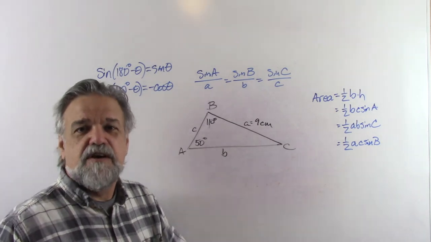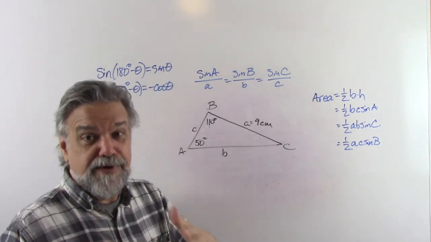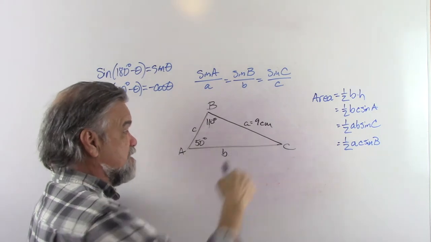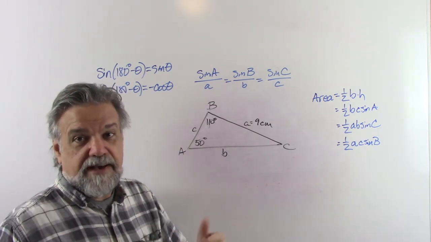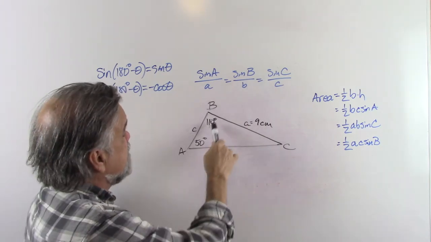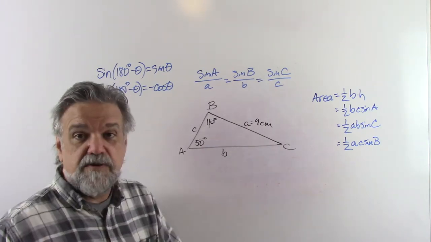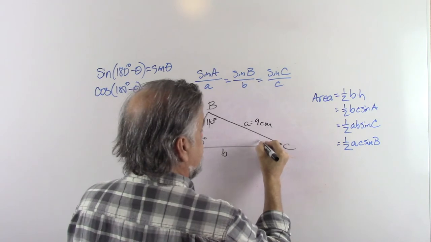Easy. Okay, first off, let's do the really easy one, which is angle C. The three interior angles of a triangle have to add up to 180 degrees. And let's see, these two add up to 160 degrees, so I'm going to call this 20.